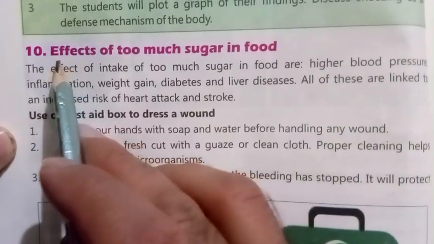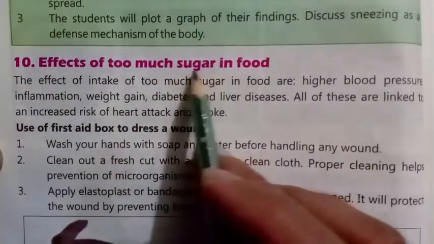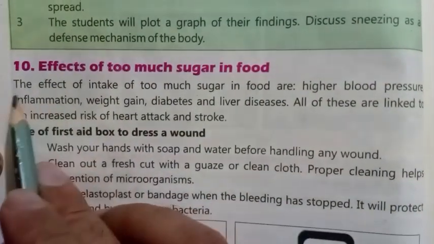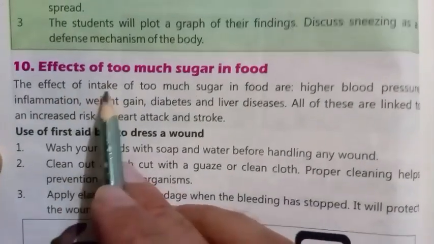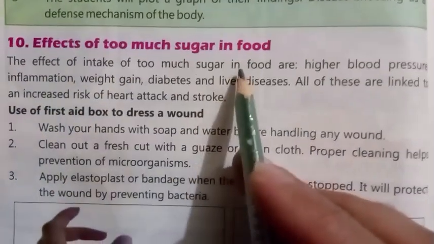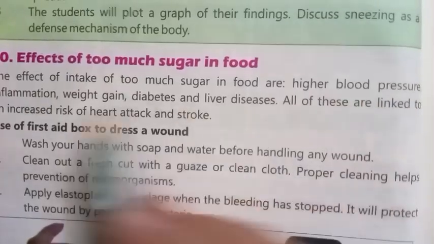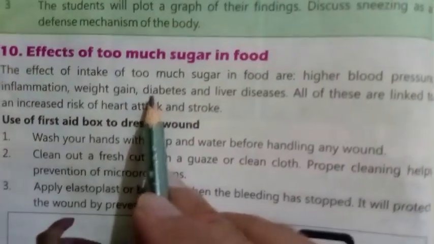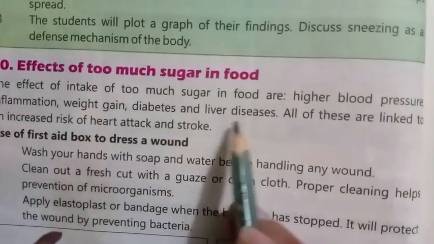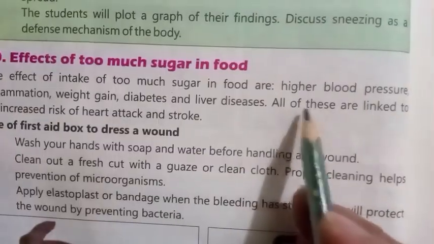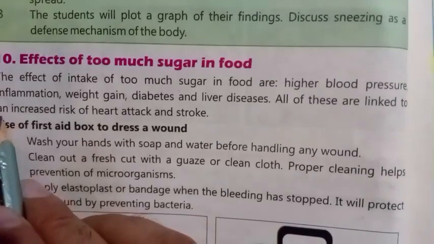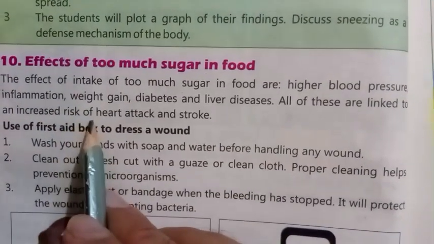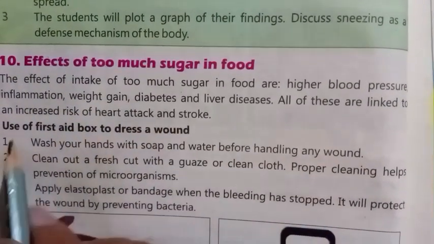Number 10. Effects of too much sugar in food. The effects of intake of too much sugar in food are higher blood pressure, inflammation, weight gain, diabetes, and liver diseases. All of these are linked to an increased risk of heart attack and stroke.